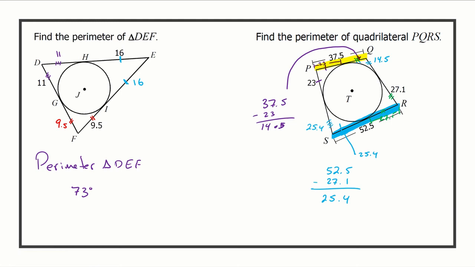And so now I have everything that I need. I don't have any missing sides. And so now all I got to do is add them all together to find my perimeter, right? So here, the perimeter of quadrilateral PQRS is going to equal 180. I don't know why I said degrees here. Sorry.